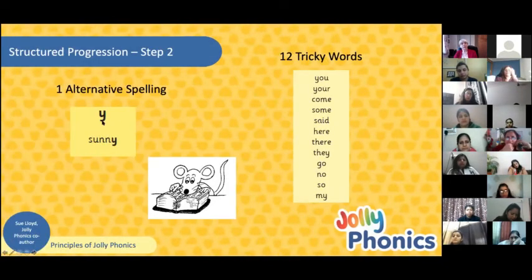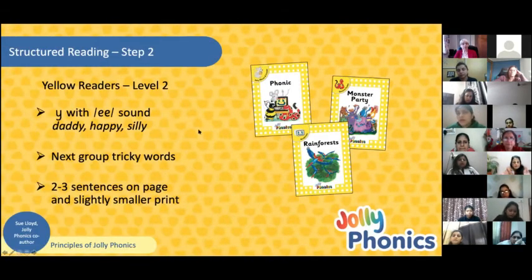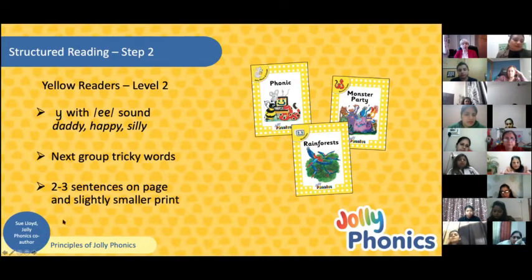So here we are. This is the alternative spelling, the first one they learn. This letter Y, when they learned it first, it was a consonant and it was a Y, like in yes. Now they have to learn that at the end of slightly longer words, 2 syllables and more, if you see the Y there, it's got an E sound. So S-A-N-E. There's lots of words that use that. And then there's some more tricky words, and then they're going to be ready for the yellow level readers. So there you are, with the E sound, daddy, happy, silly. And the next tricky words. Now there's slightly more on the page and the print goes a little bit smaller. So you're building up.